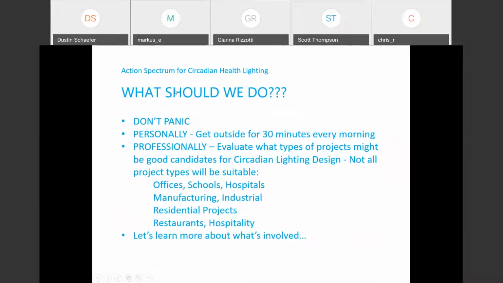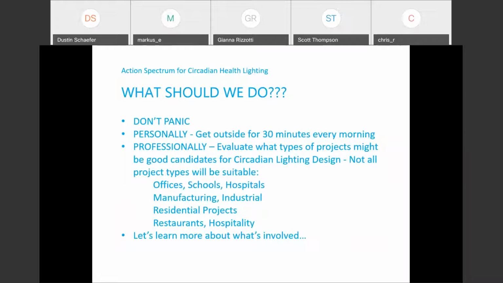So what should we do? First of all, don't panic. Personally, it's really good to get outside every day for at least 30 minutes in the morning, rain or shine, getting a dose of healthy light, because the circadian spectrum exists in daylight and is important.